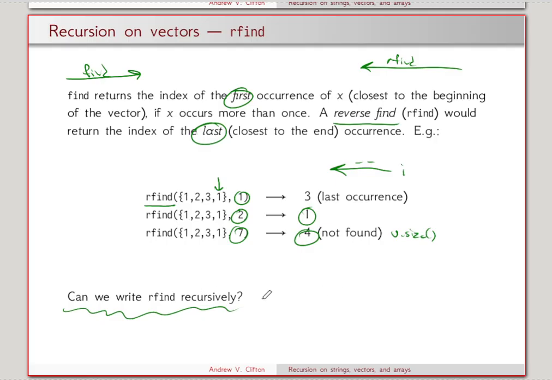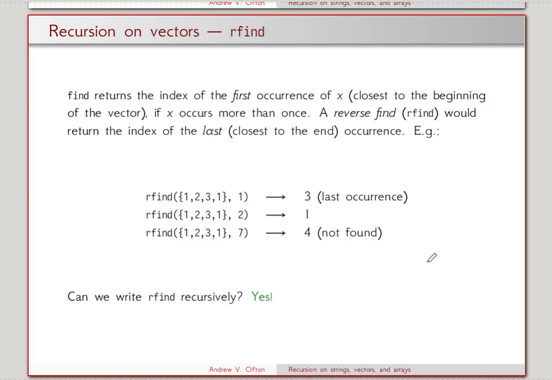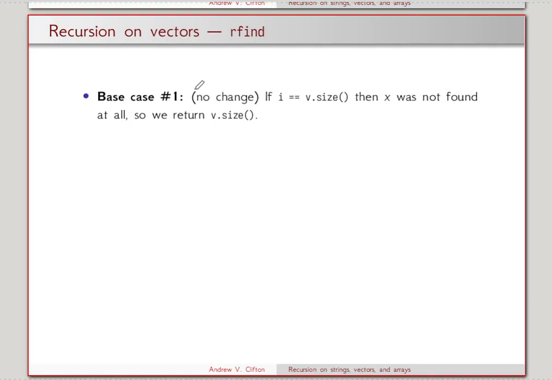But an interesting problem is, what if we don't change the way i works? So i is still going to start over here at 0 and move towards the end. Can we still do an rfind and find the last occurrence of x while moving from beginning to end? And the answer is yes, we can. So our first base case doesn't change. If we get all the way to the end and I didn't find an x, then that means there aren't any. So we return v.size to mean not found.